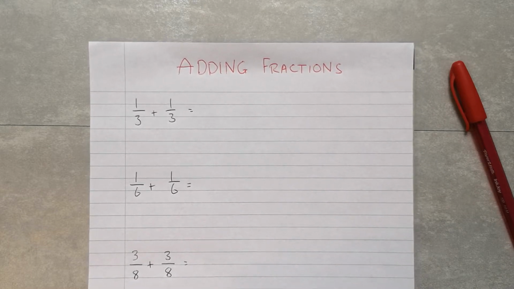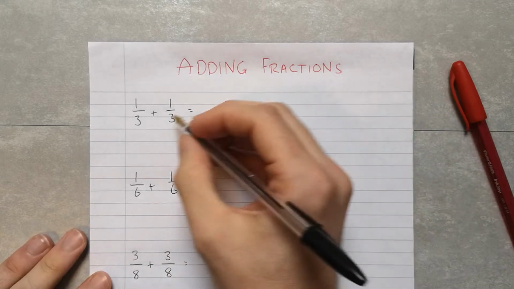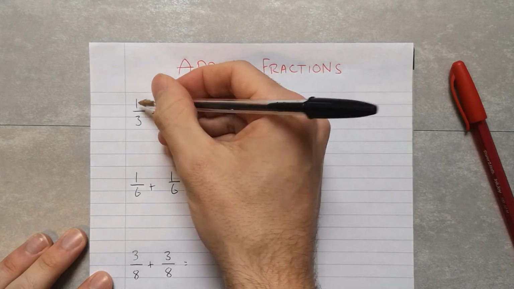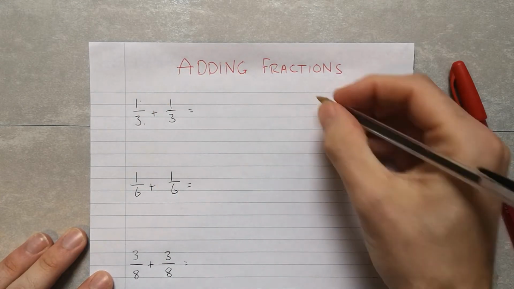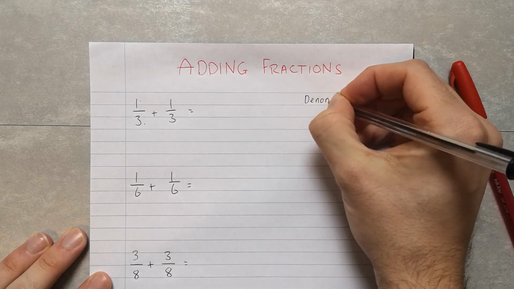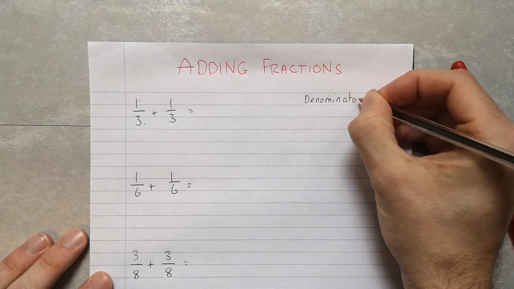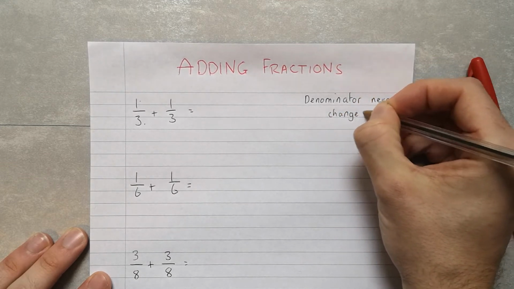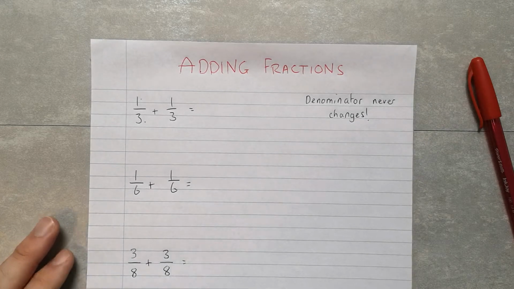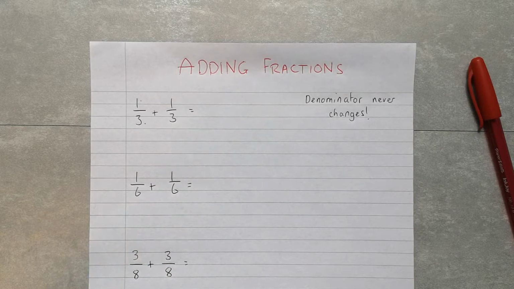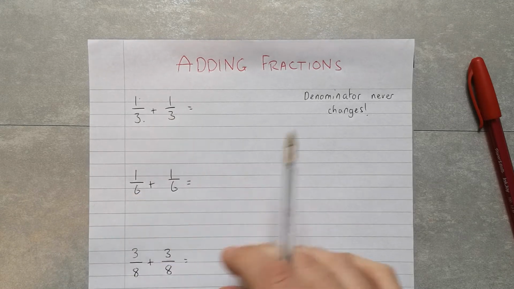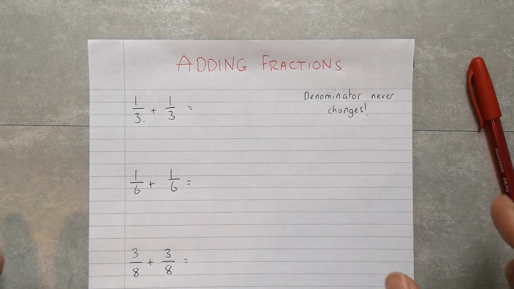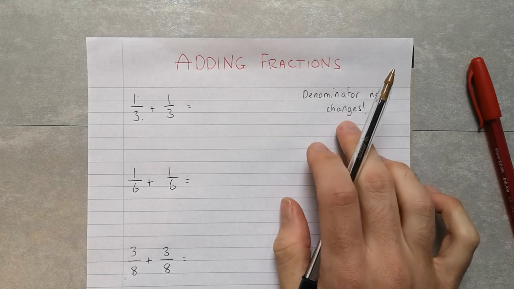Now the first thing we need to look at when we look at fractions is understanding what the denominator does. So we need to understand the basic rule. We've got the numerator and we've got the denominator. Now the denominator, we should realize, never changes. It always stays the same. Unless you're adding two denominators together, you'll have to decide what denominator to go to, but that's another lesson. So denominator never changes.